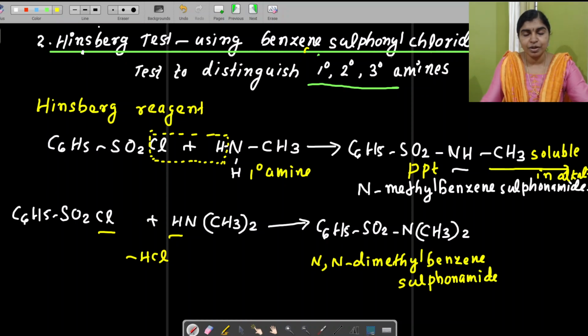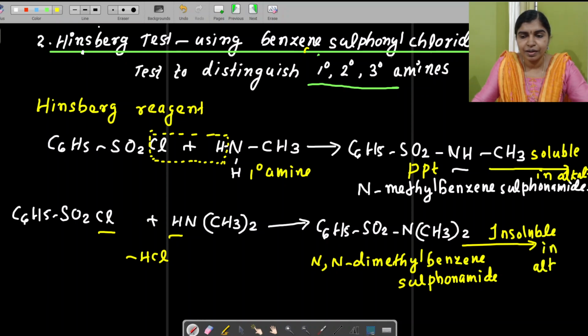Benzene sulfonamide, and this actually forms a precipitate, and the speciality is that this is insoluble in alkali. So in base or alkali we cannot dissolve it. So that is a speciality.